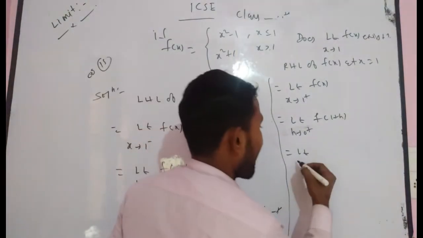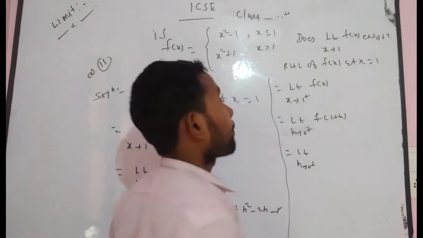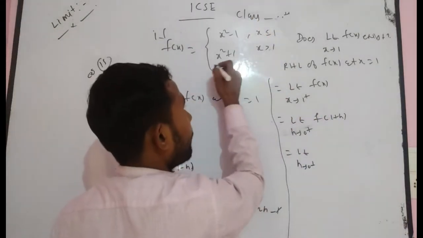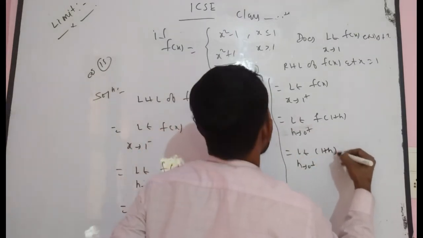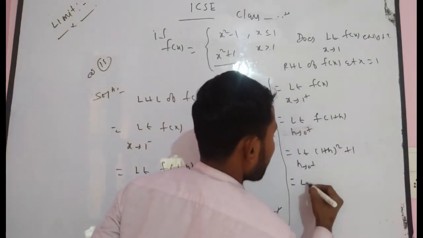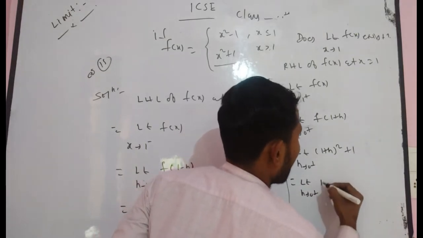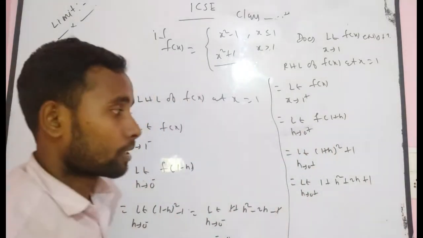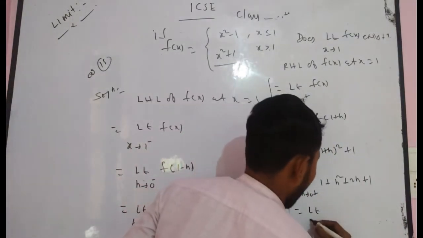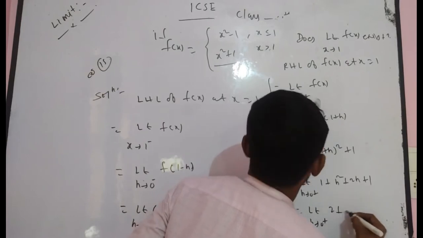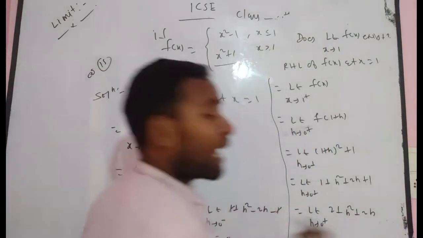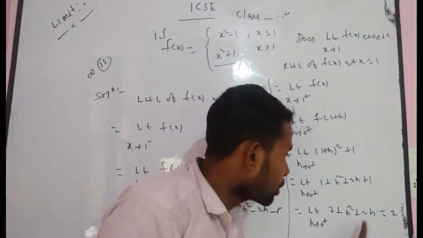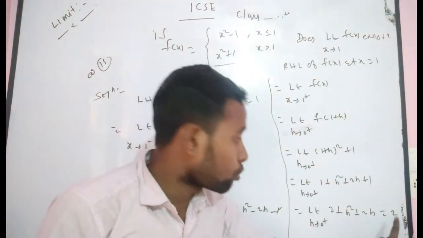So you get limit h tends to 0 from right hand side. You have to replace in f(x), x by 1 plus h. That means you have to replace x with (1 plus h) whole square plus 1. That will be limit h tends to 0 from right hand side 1 square plus h square plus 2h plus 1. If you calculate, you get limit h tends to 0 from right hand side 2 plus h square plus 2h. If you put h is equal to 0, what do you get? 2. How? Because h square and 2h will be 0. Here 2 is a constant, so you get 2.